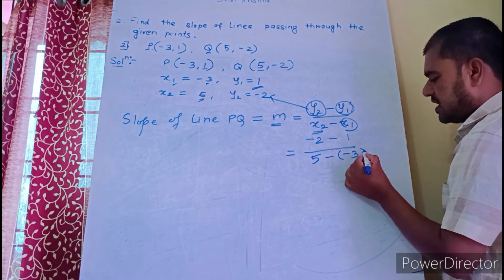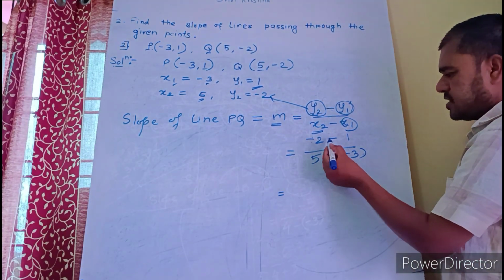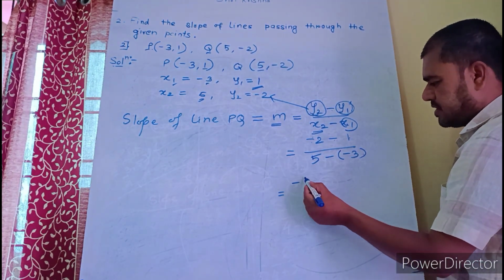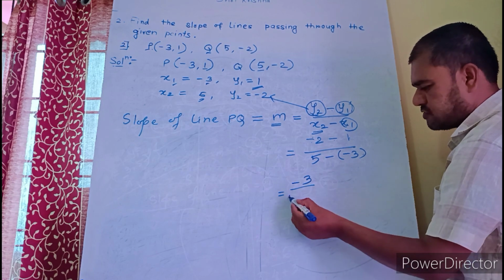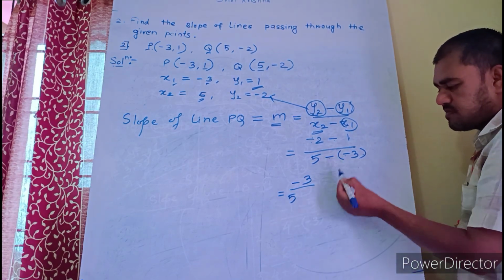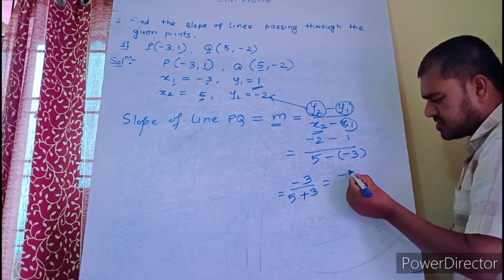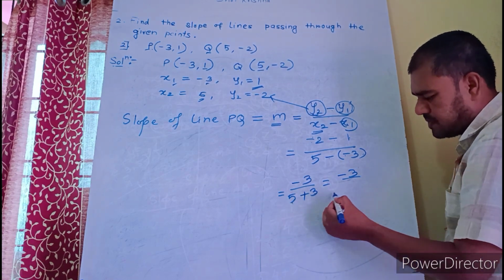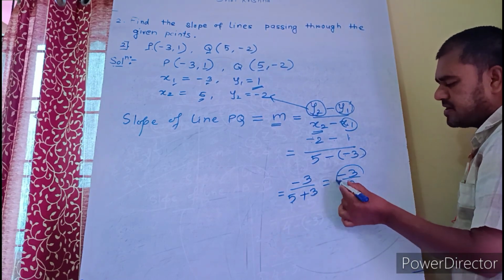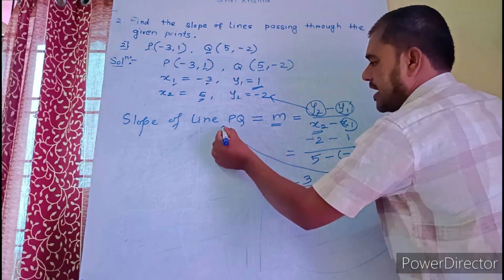Here x2 is equal to 5, therefore put 5 instead of this x2, minus the value of x1, here -3, is equal to (-2 - 1), that is -3, divided by 5, as minus minus is equal to plus 3, so -3 divided by 5 + 3, that is 8. -3/8 is the slope of line PQ.